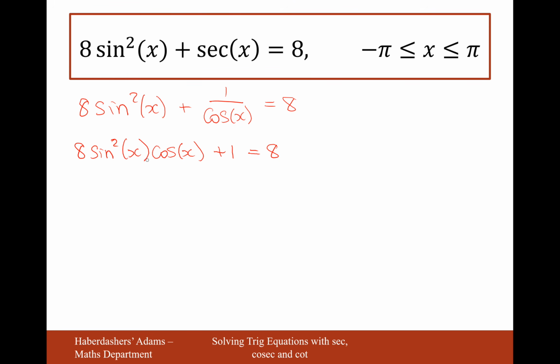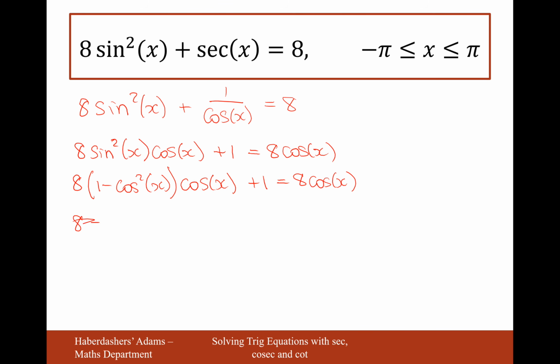The next thing to do will probably be, I want to turn everything into cos ideally, so it would be 8 bracket 1 minus cos squared x, cos x plus 1 equals 8. So I've missed out something here, 8 cos x. The next thing will be to expand these brackets, so it would be 8 cos x, because I have to expand something quite difficult here.